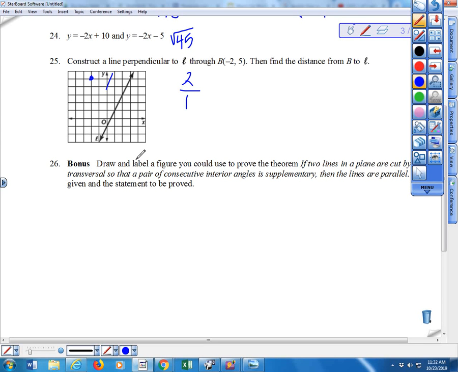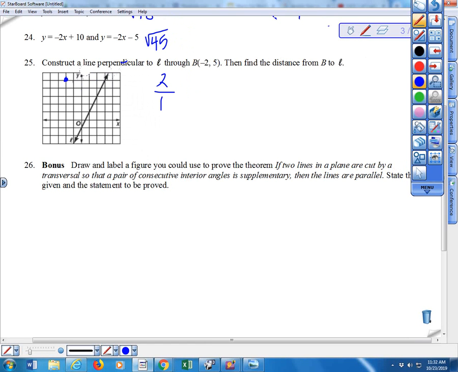Negative 1/2, the opposite inverse. So what I'm going to do is I'm going to start at the point they gave me. I'm going to go down 1 over 2, down 1 over 2, and look, it intersects right here. I'm constructing a perpendicular line, sort of. My original point is negative 2, 5. My new point is 1, 2, 1, 2, 3.